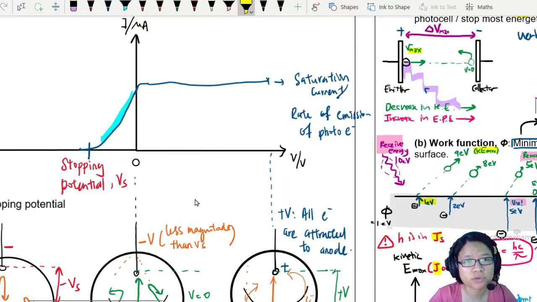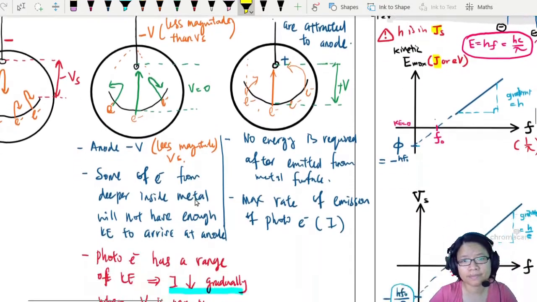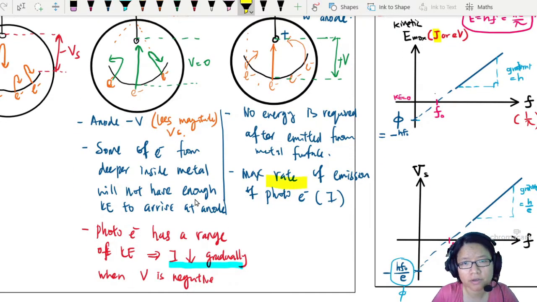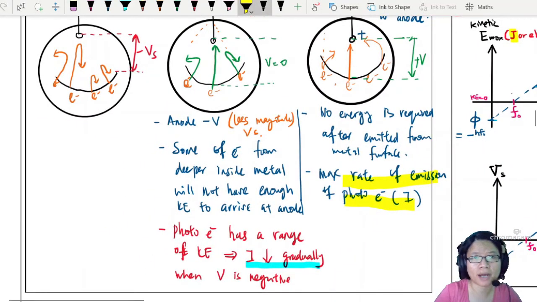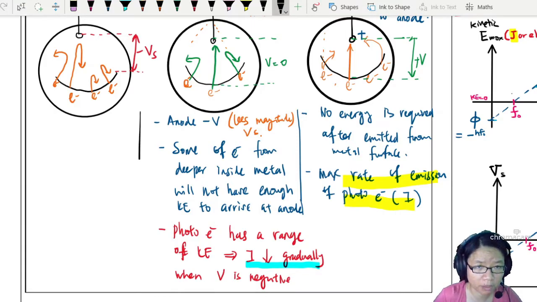Okay, your saturation current is this part. Maximum rate of photo emission or current. Okay, so this is the important part here, which is the idea of stopping potential. For stopping potential, you can stop.